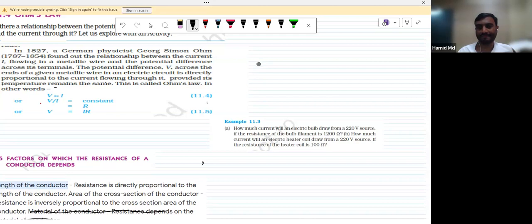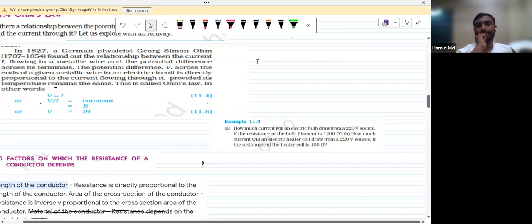Electric current. You didn't learn the definition of Ohm's law? Then how will you write an exam?